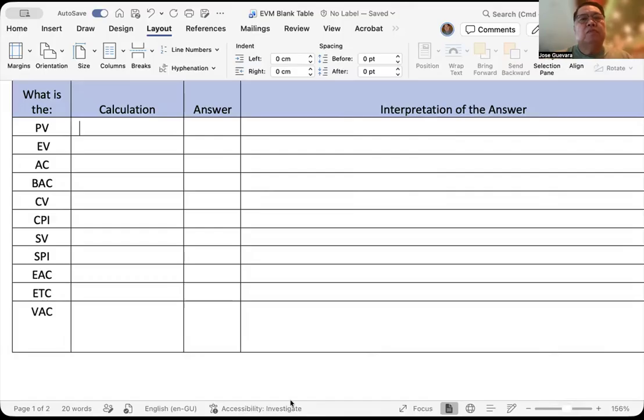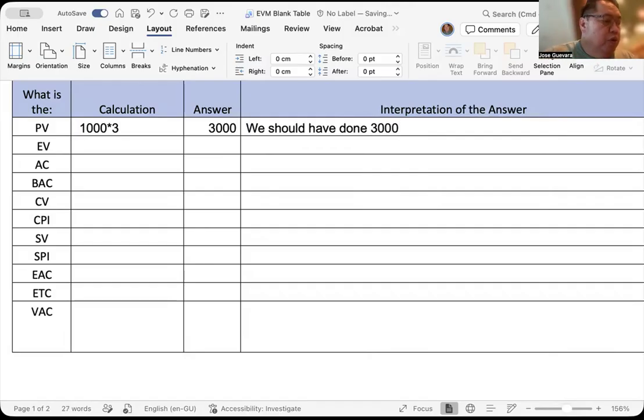So let's continue with the calculations. Let me just show you the table. So the first thing that we need to calculate is planned value. We are in day three, and the budget is $1,000 per day. So therefore, 1,000 times 3 days is equal to $3,000. And then we can say that we should have done $3,000 worth of work.